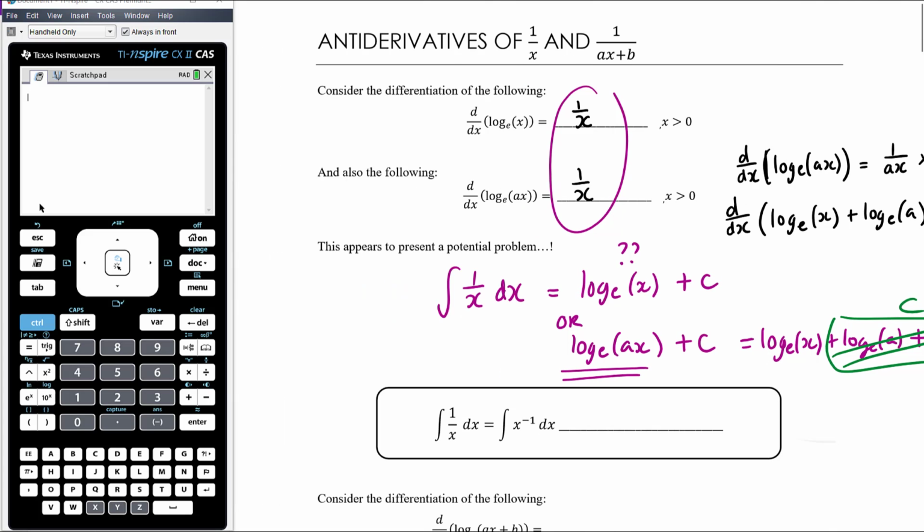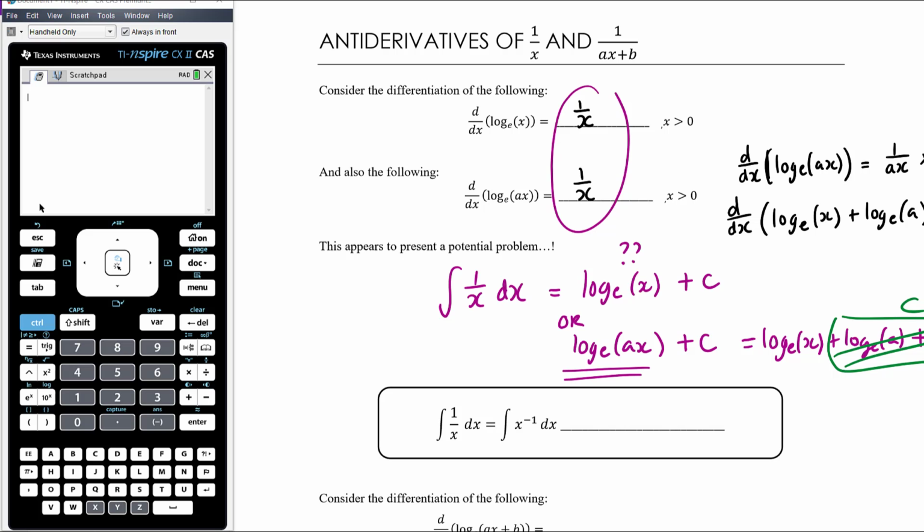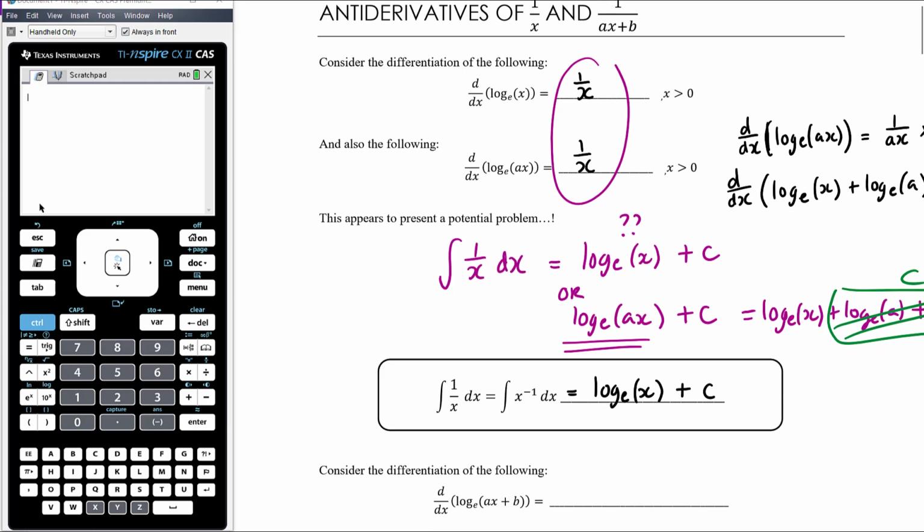Okay, so when we're antidifferentiating 1 on x, or x to the -1, it is always just going to be log e of x plus c. Okay, and obviously this whole thing is depending on the fact that x cannot be equal to 0. In fact, right now it's actually depending on the fact that x is bigger than 0, and I'll talk to that a little bit further down, but let's just write that there for now.